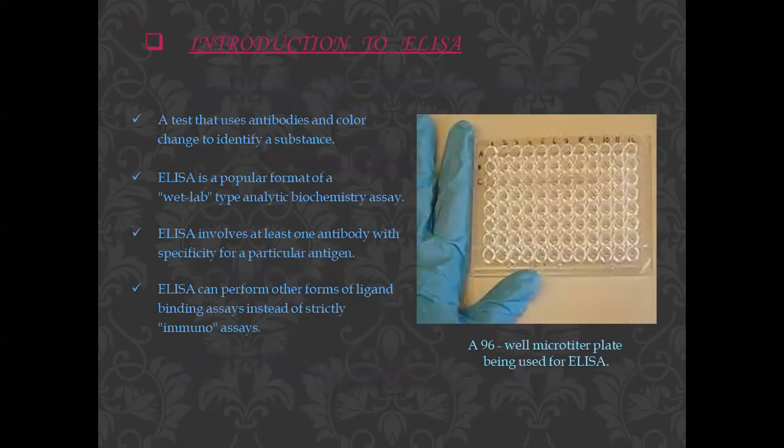Okay, so moving on to the main topic of ours. Introduction to ELISA. ELISA, the test that uses antibodies and color change to identify a substance. So mainly the ELISA test is used to identify the reaction of antibodies and antigen. By the color change, they can identify which substance is present.